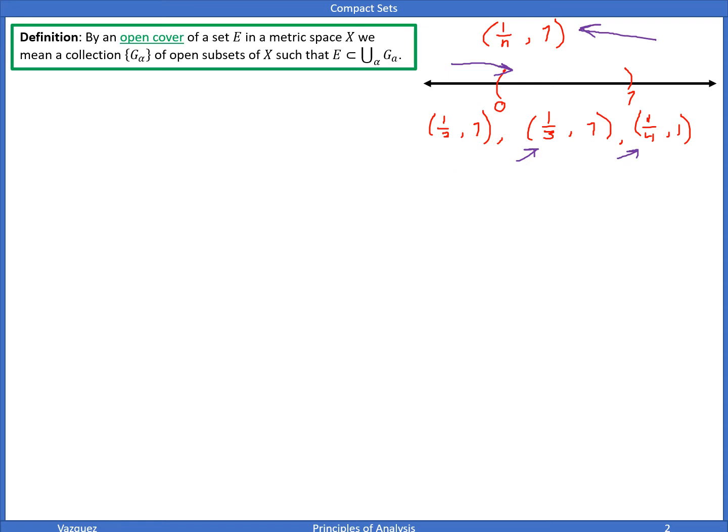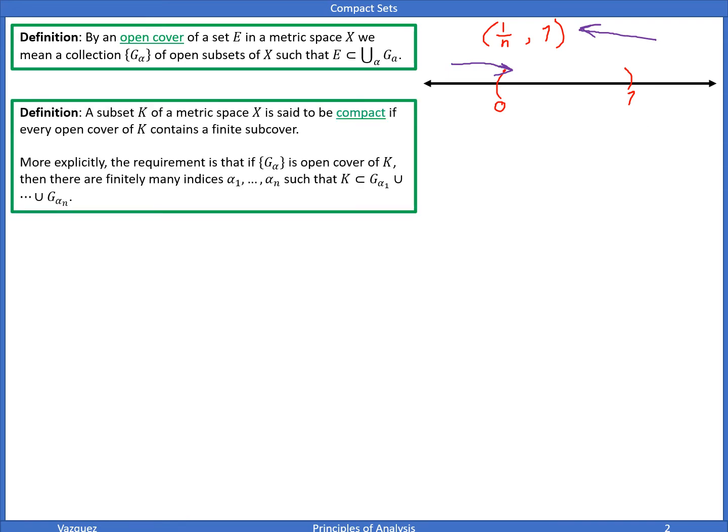But now what is a compact set? Now that we know what an open cover is, what is a compact set? Well, a subset K of a metric space X is said to be compact if every open cover of K contains a finite subcover. And that word there is really important, a finite one. More explicitly, the requirement is that if G sub alpha is an open cover of K, then there are finitely many indices alpha 1 through alpha n, such that K is contained in the union of all those open subsets with indices alpha 1 to alpha n.